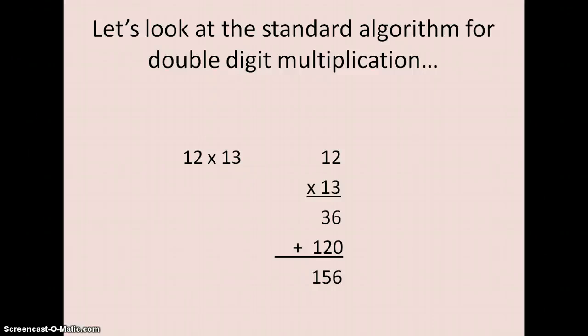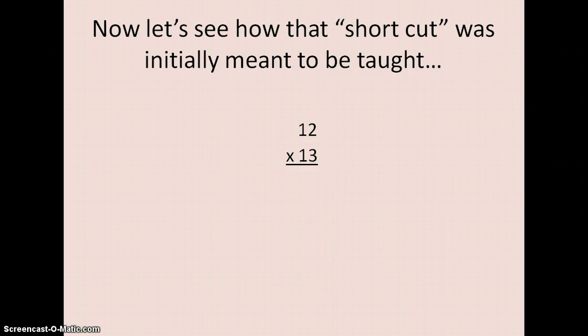12 times 13 is equal to 156. This is what we call the American Standard Algorithm for multiplication. We're all familiar with this, right? Now, let's see how that shortcut was initially meant to be taught.